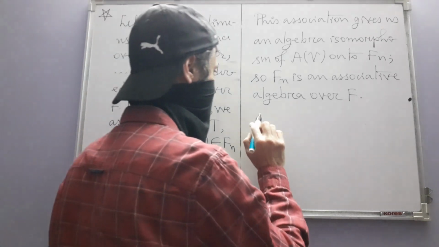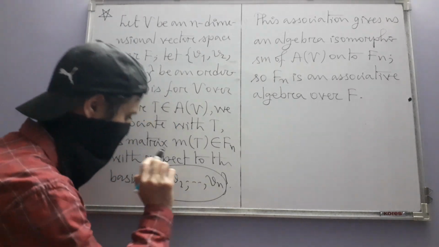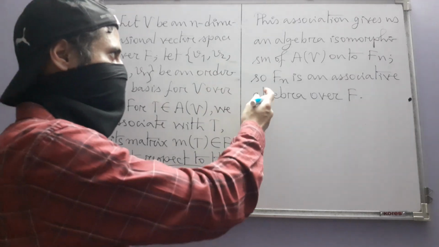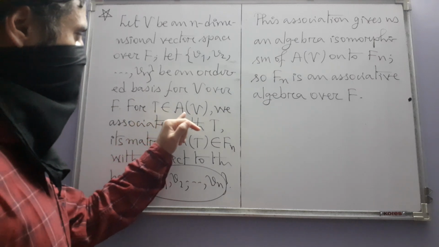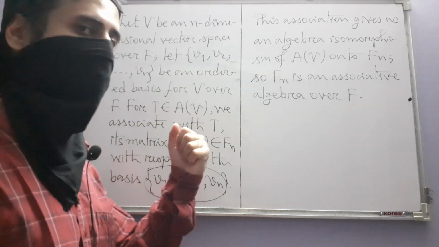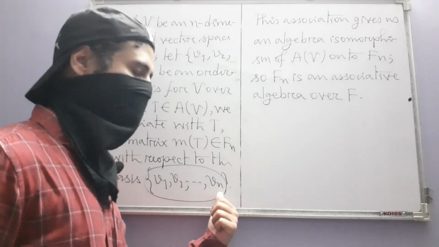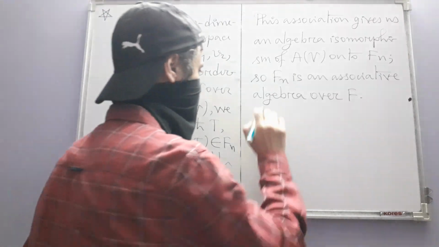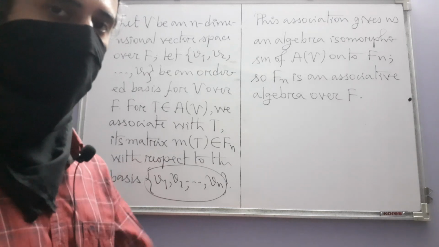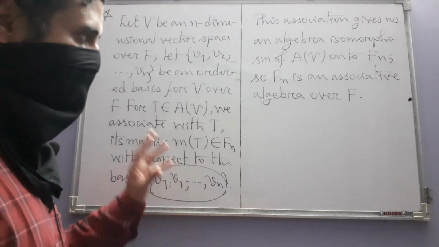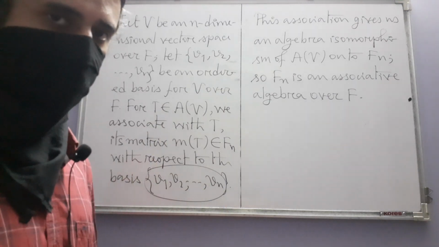And note, of course, that this entire thing depends on your choice of the basis. So you change the basis of V, the association changes, because then the T that you choose from A of V will be associated to a possibly different matrix in Fn. That will be determined by the choice of your basis. But we do know that whatever basis we choose, that is going to give us an algebra isomorphism of A of V onto Fn. So you keep changing your basis of V, you get new algebra isomorphisms.